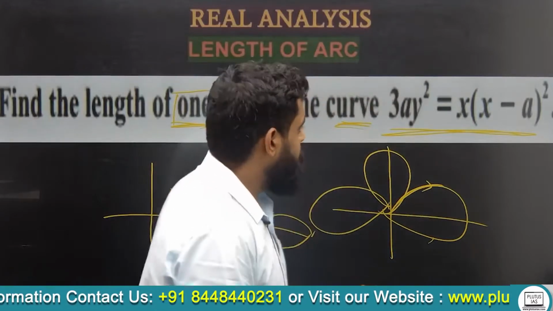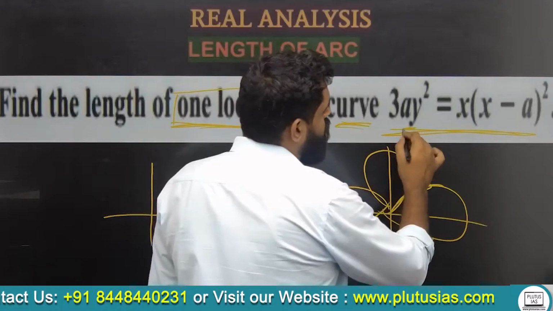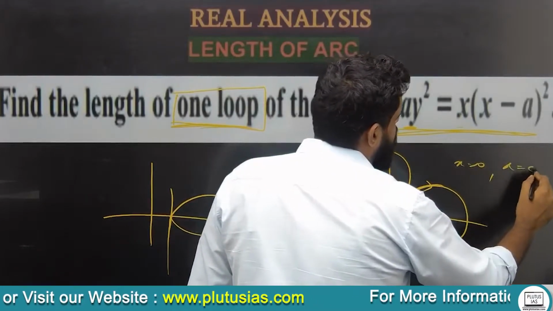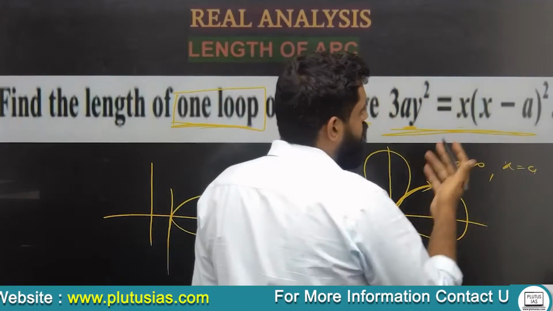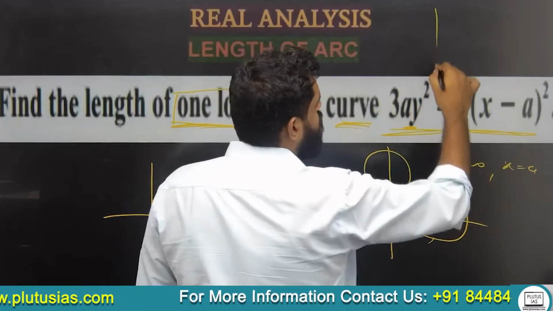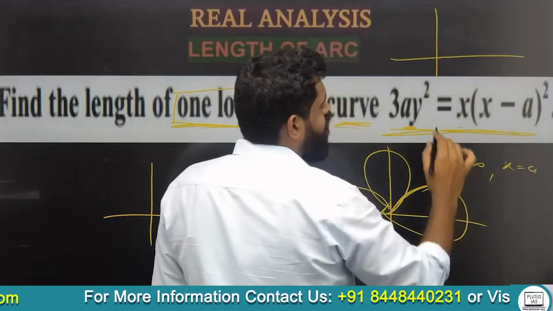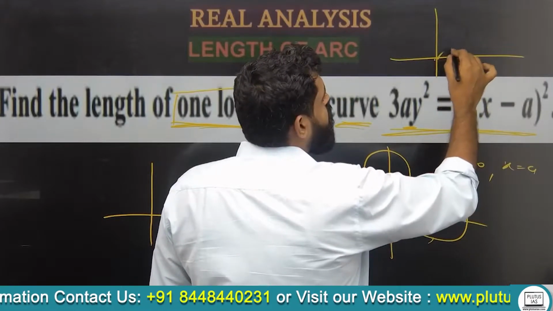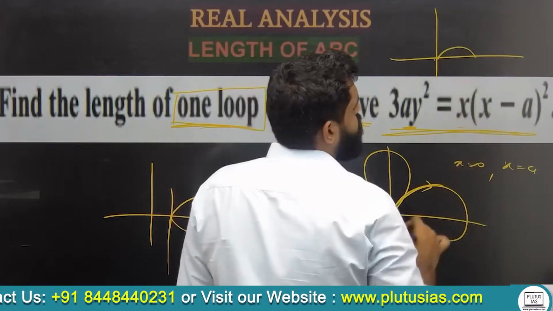In this case, if we put y equal to 0, we get x equal to 0 and x equal to a. Surely we don't know the graph of this curve, but I can say that it cuts at x equal to 0 and x equal to a. So it may form a loop here.